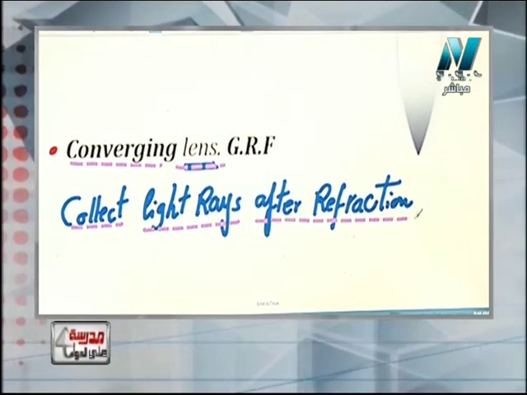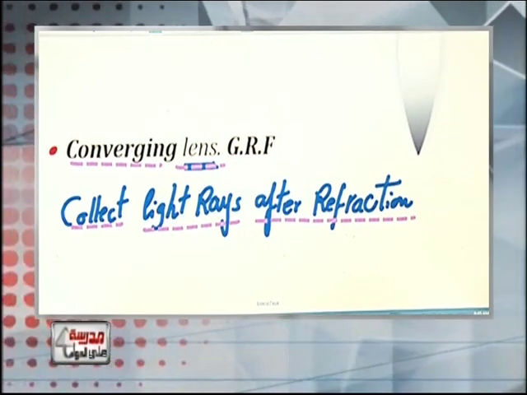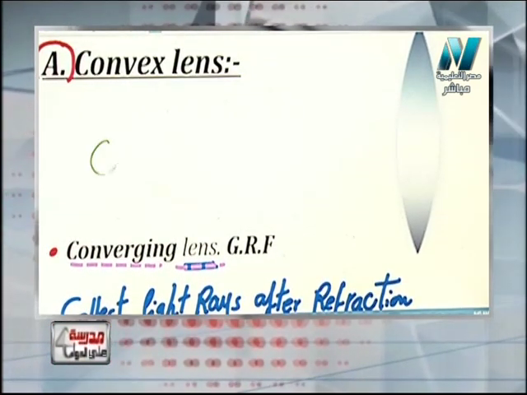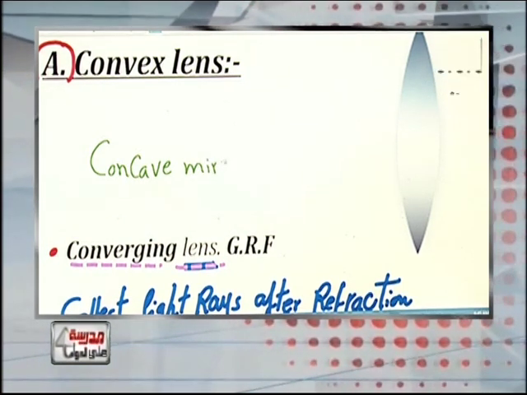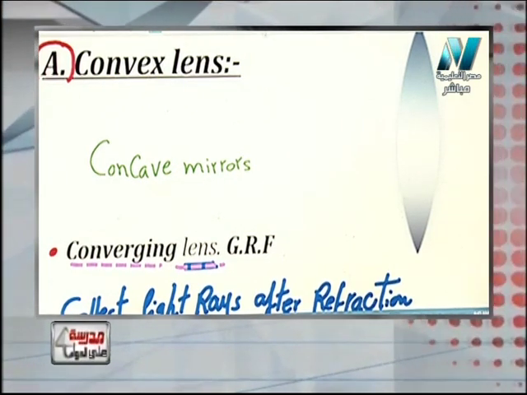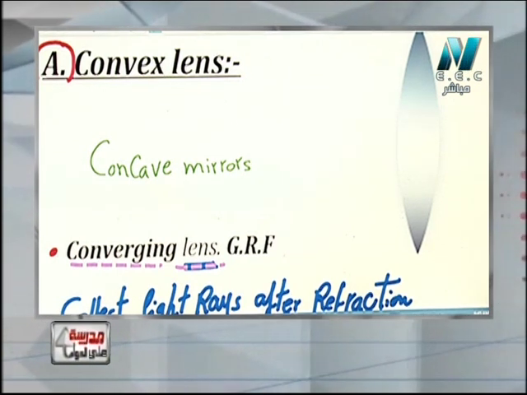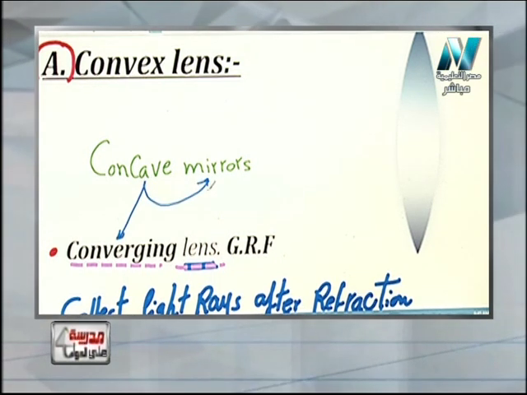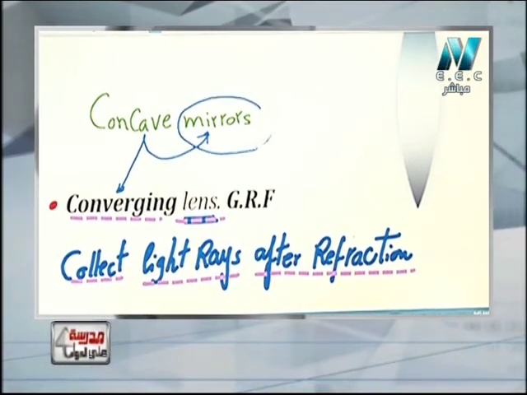After refraction. As a little review, we have concave mirror. Concave mirror is used for example in solar oven, so it is a converging mirror. So concave mirror is what? Converging. But converging what? Mirror. Why? It collects light rays after reflection, because we talk about mirror.